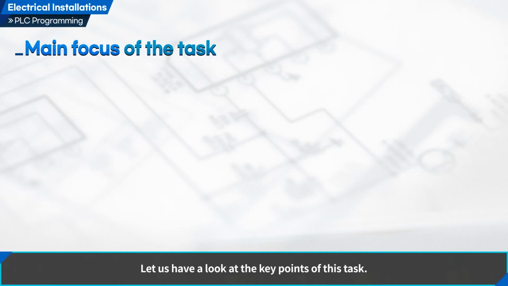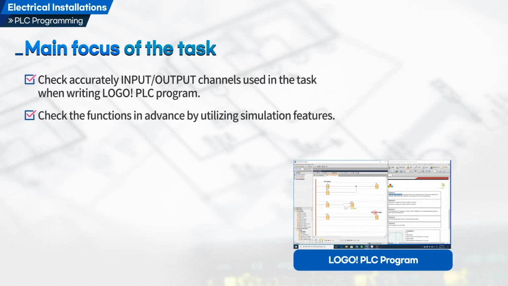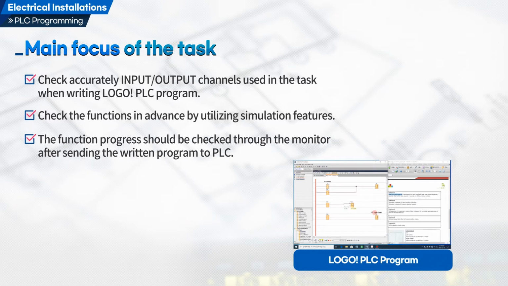Let us have a look at the key points of this task. First, check accurately the input-output channels used in the task when writing Logo PLC program. Second, check the functions in advance by utilizing simulation features. Third, the function progress should be checked through the monitor after sending the written program to PLC.